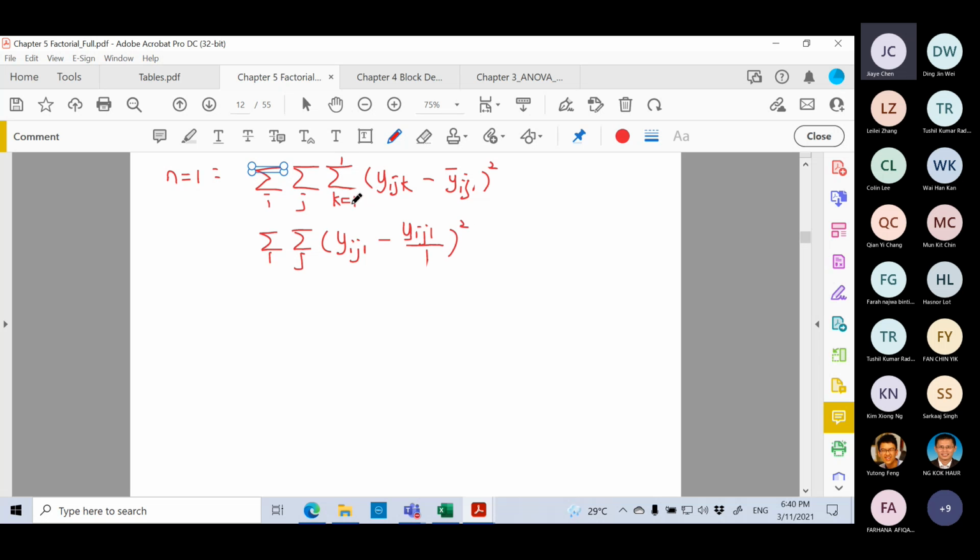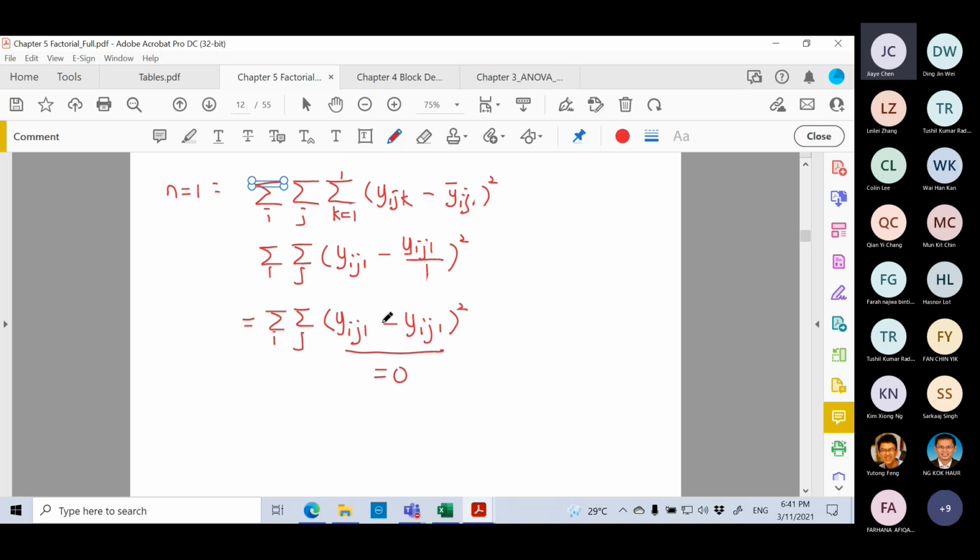If k goes from 1 until 2, you get the average value of 2 observations. But if n is equal to 1, as you can see from the formula, this part will equal 0. Therefore, in the factorial analysis, your n must be at least 2. If n is equal to 1, this part will equal 0. So this goes back to your case here.